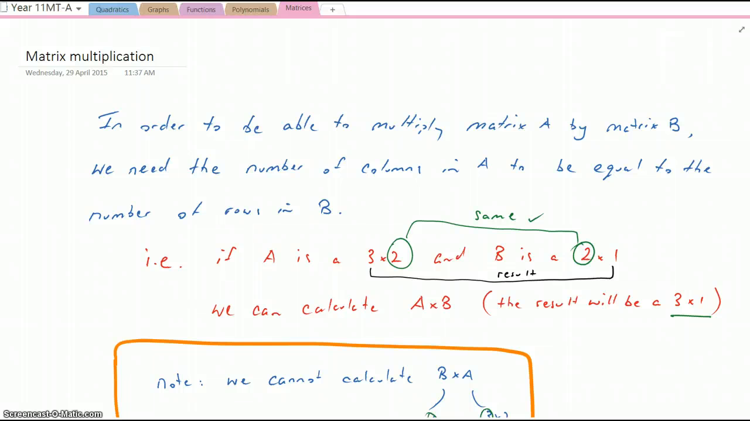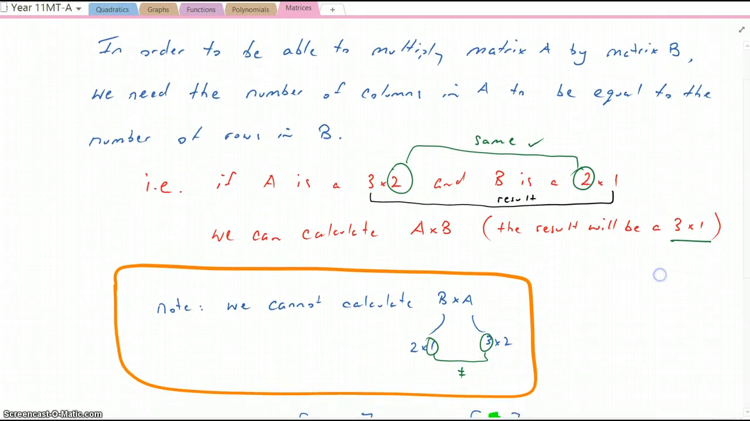We've started matrices. We looked at some simple addition and subtraction today. For matrices to be added and subtracted, they need to be of the same dimensions. We acknowledge the dimensions of a matrix as rows times columns. So a 3 by 2 is a 3 row, 2 column matrix.